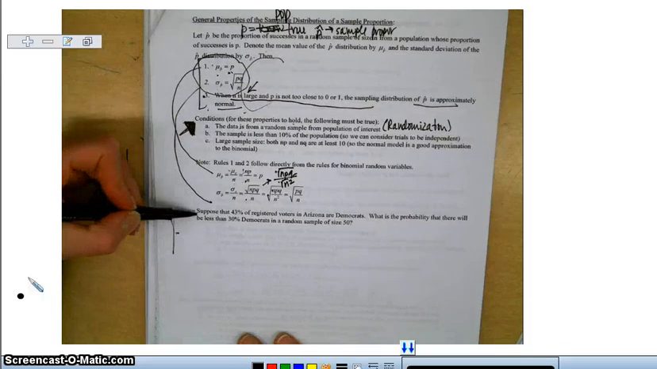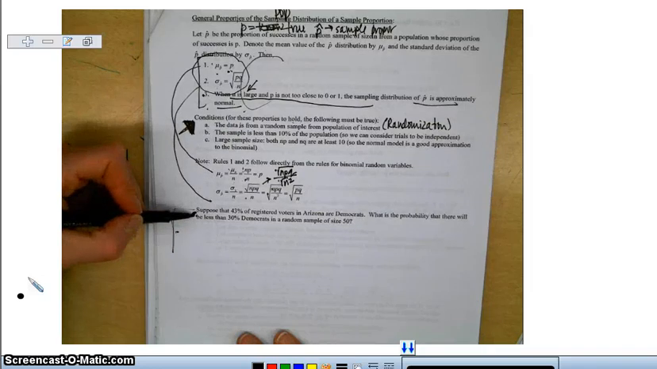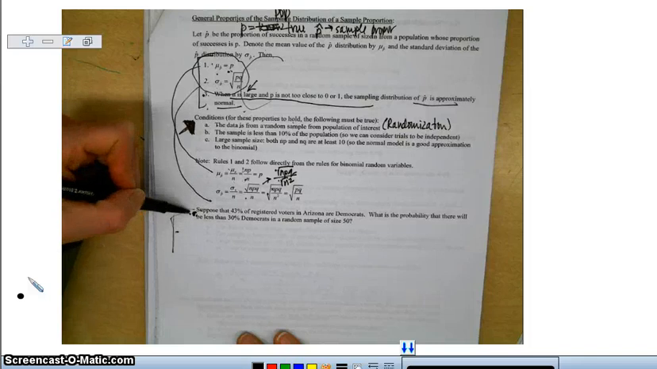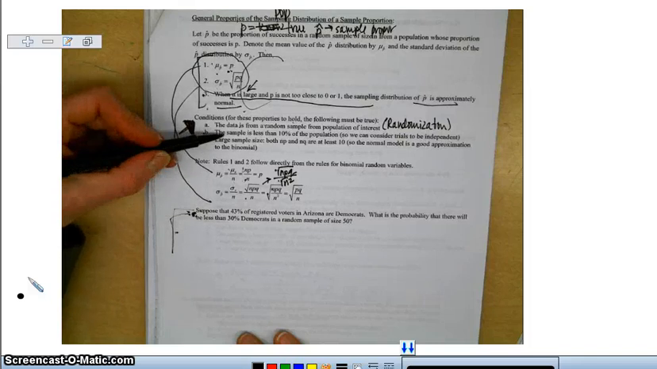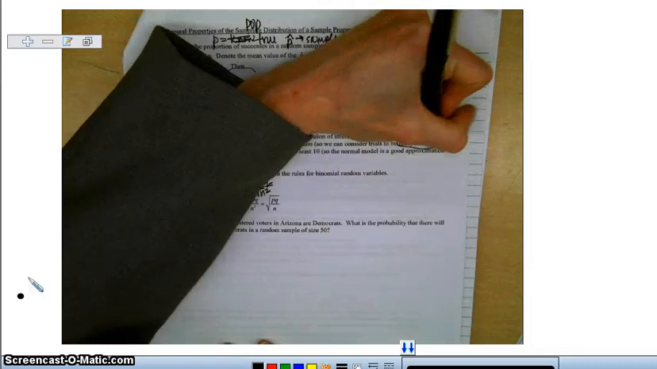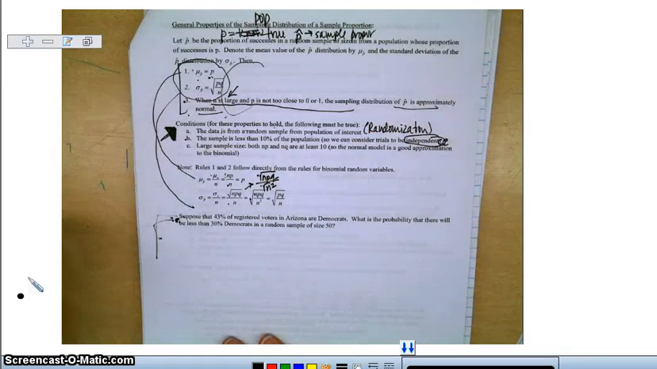Like down here, in this problem, we're talking about registered voters in Arizona who are Democrats. So we would say we would assume that this is a random sample from registered voters in Arizona. Okay, B, the sample size is less than 10% of the population. This is called the independence condition. We had this one before.